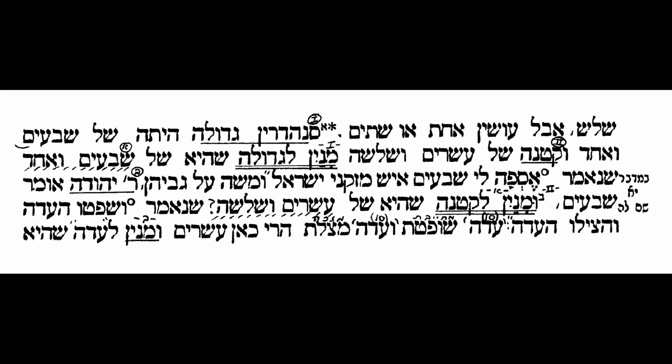Uminayin liktana shehi shel esrim ushlosha. From where do we know that a Sanhedrin Ketana numbers 23? Shneamar. The pasuk says, V'shaftu ha'eda, v'hitzilu ha'eda. The Gemara now analyzes. Eda shofetes. An Eda, which the assumption right now is a reference to a group of 10 people. Shofetes means condemns. The Eda, and the pasuk mentioned the term Eda twice, and so this is a reference to another 10.